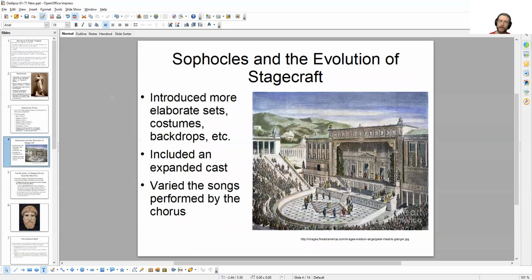A few notes on Sophocles and the evolution of stagecraft. Sophocles was renowned not just for the work that he produced and the plays themselves, but also in the way in which he evolved stagecraft or helped to introduce new aspects to the delivery of plays on the stage. So his plays were marked by elaborate sets, costumes, and backdrops that were foreign to many of the plays prior to his career. He also introduced an expanded cast and varied the songs performed by the chorus. So he enhanced the nature of the spectacle of performance in his delivery of the plays that he composed.